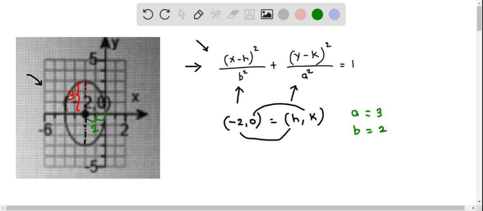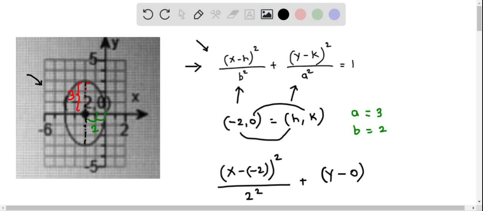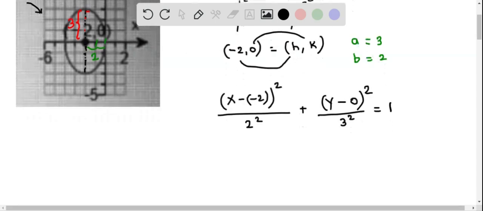So let's plug in this information, h and k as well as a and b, into the generic or the standard form of the ellipse. And when we do that, we get x minus h, where h is minus 2. So it is x minus of minus 2. And this is quantity squared divided by b squared, which is 2 squared, plus y minus k, where k is 0. So it becomes y minus 0 squared divided by a squared, which is 3 squared. And this equals 1. Let's simplify this.